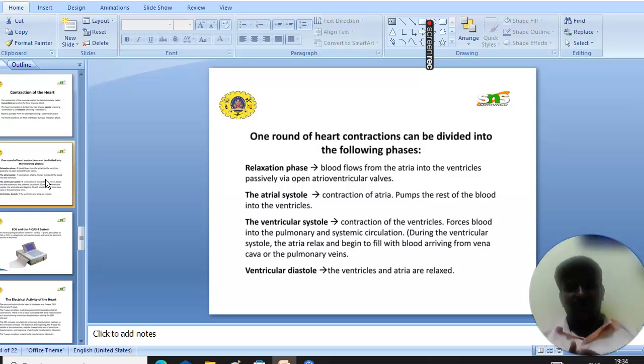One round of the heart contraction can be divided into the following phases. Relaxation phase: the blood flows from the atria into the ventricles passively via open atrioventricular valves. Atrial systole: the contraction of the atria pumps the rest of the blood into the ventricles. Ventricular systole: the contraction of the ventricles forces the blood into the pulmonary and systemic circulation. Finally, ventricular diastole: the ventricles and atria are relaxed.